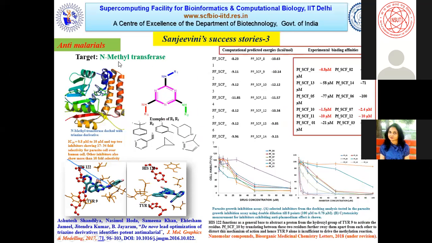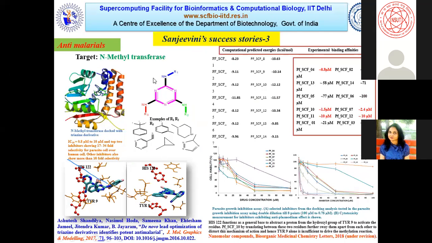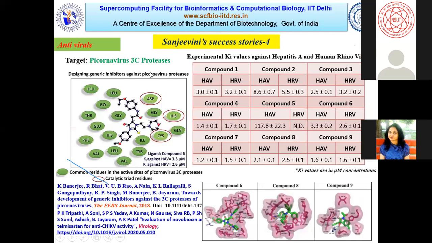Now, this is anti-malarial N-methyltransferase, Sanjeevani success story 3. Once again, we have prediction followed by experimental validation of micromolar compounds. And in fact, with this, we were able to touch some low nanomolar as well. Right now, antivirals, picorna 3C viruses, we were able to show that this particular molecule binds to 3C. This particular target, in fact, shares a structure with the coronavirus. So we thought that some of these isatin molecules that we're developing could also bind to the coronavirus proteins. So that was the expectation.